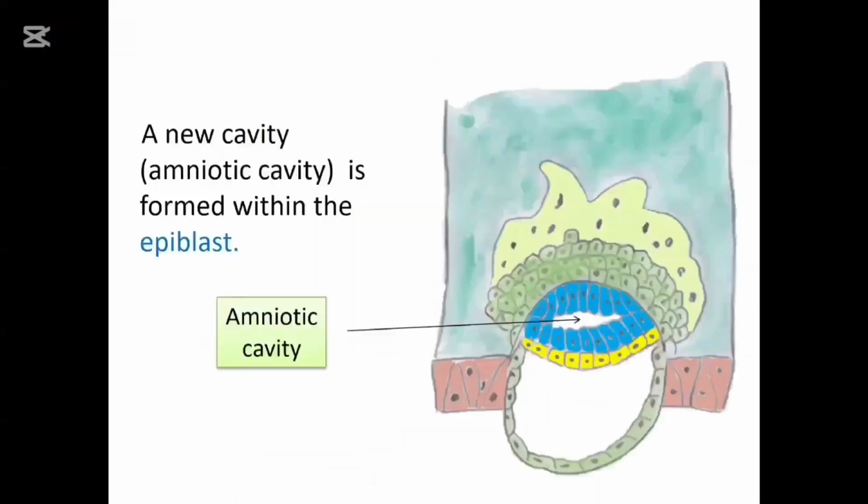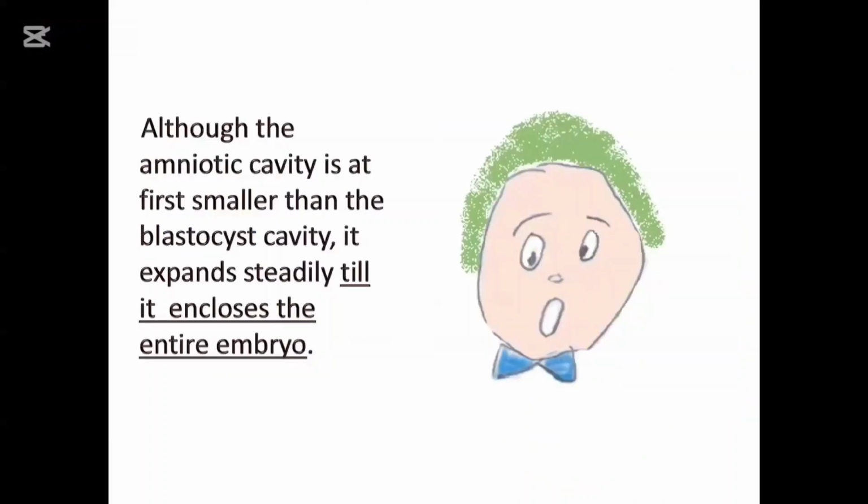Implantation will continue. While implantation continues, another cavity will appear within the layer of epiblast. This will be the amniotic cavity. The dividing cells ask for water to decrease the force of gravity on them. So another cavity was formed, the amniotic cavity. The amniotic cavity starts small, but eventually at the end of pregnancy, it will enclose the whole embryo, except in one place. Yes, you're right, the umbilical cord.